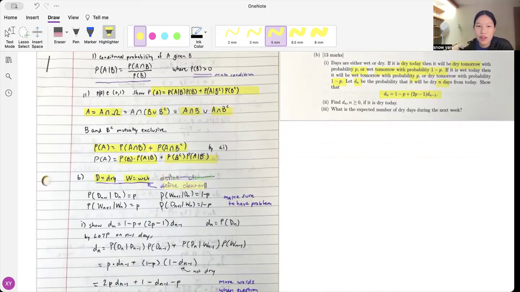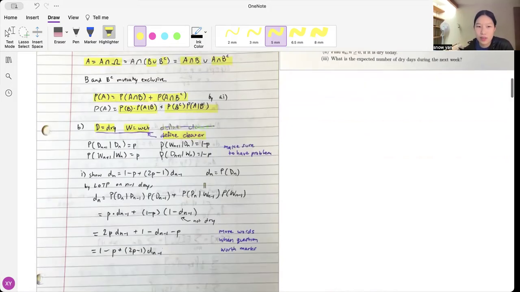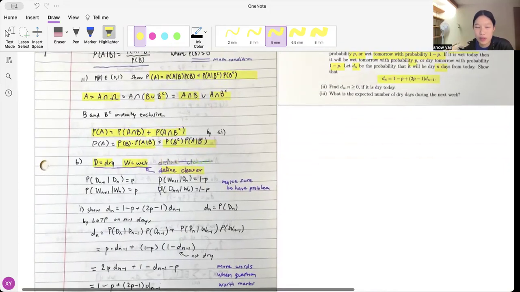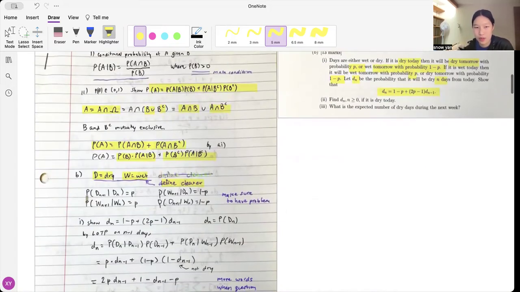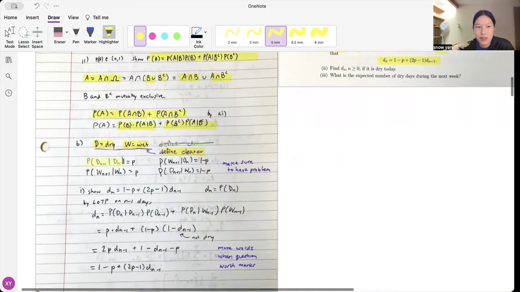So let capital D mean dry and W mean wet. I definitely have to define it clearly and write it out in words, because I was called out on this during the exam. Then we define our conditional probabilities, translating those words into actual symbols. So we have P(D_{n+1} given D_n) is p, and P(D_{n+1} given W_n) is 1 minus p. Pretty straightforward, I'd say.